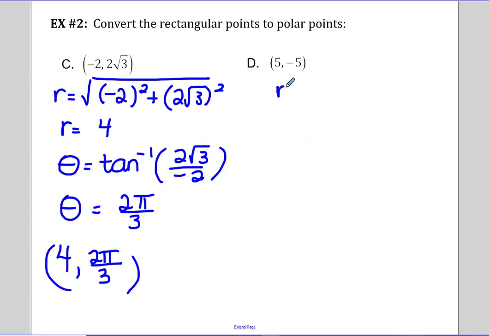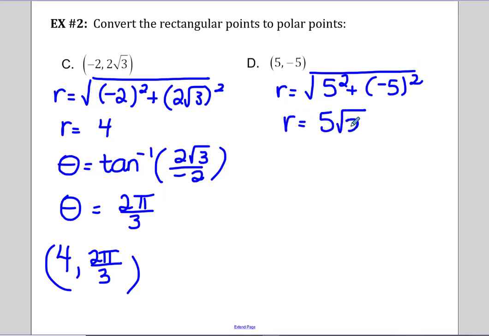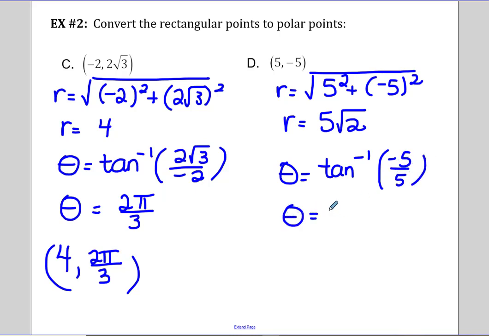In part D, we've got the square root of 5 squared plus negative 5 squared for our radius. Excuse me. And our radius is 5 times the square root of 2. And then our angle theta is going to be the angle whose tangent is y over x. So the angle whose tangent is negative 1 would be negative pi over 4. So our r, theta is 5 radical 2, and the angle negative pi over 4.